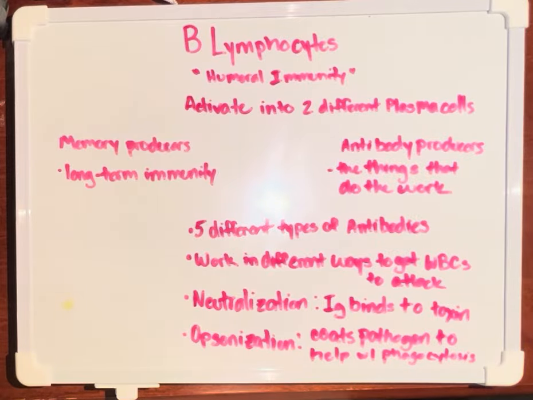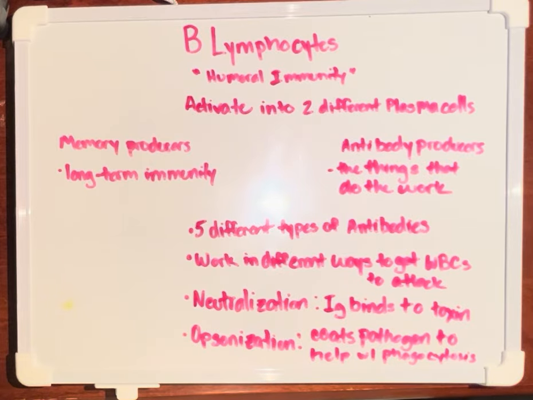So starting with the B lymphocytes, these grow and mature inside the bone marrow. They're also referred to as the humoral immunity. Whenever they are activated, they differentiate into two different plasma cells. Basically, one is a memory producer that allows for long-term immunity and allows those antibodies to continue floating around, which is what vaccines want and focus on. And then the antibody producers. The antibodies themselves are the things that do the work.